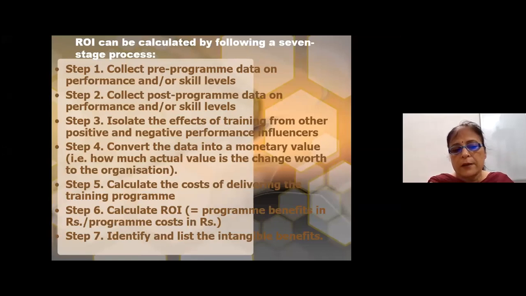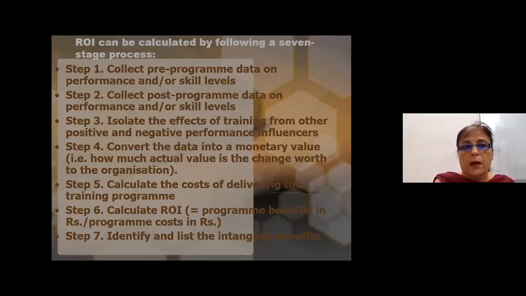And then step 6 is to calculate the return on investment. And step 7 is to identify and list the intangible benefits. There will be other benefits also coming out of the training. You must list them also. We shouldn't forget about them.